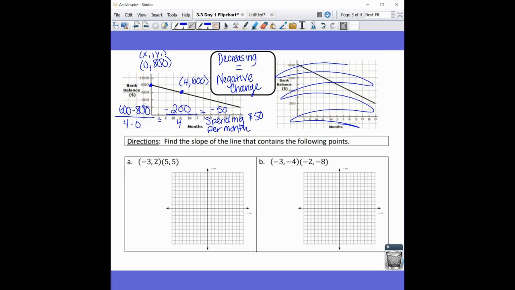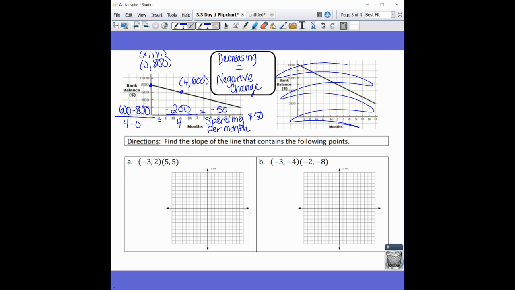Okay? So again, just pay careful attention. You pick a point to the left first and then the right. If you mess it up, say you did flip-flop these and do 800 minus 600, 4 minus 0, and end up with a positive number, you can just look at your graph and see that it's decreasing and throw a negative sign in front of your number. You're going to get the same thing. One's going to be positive, one's going to be negative.